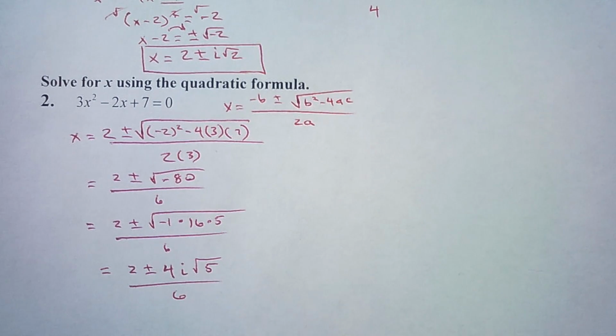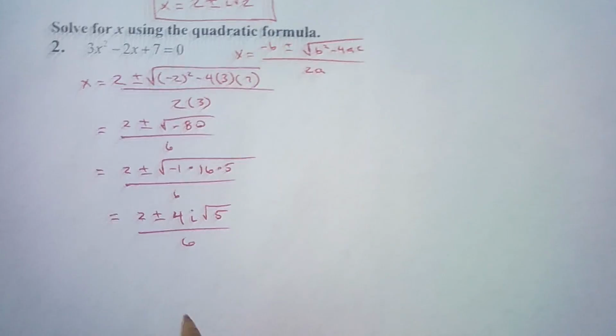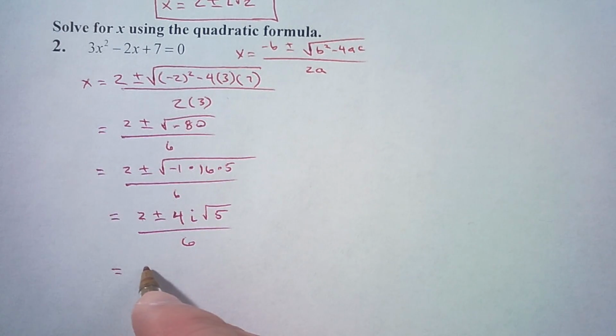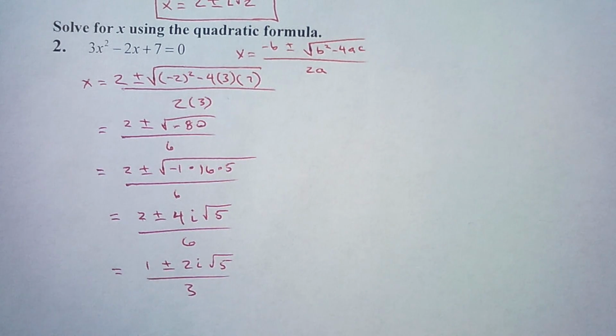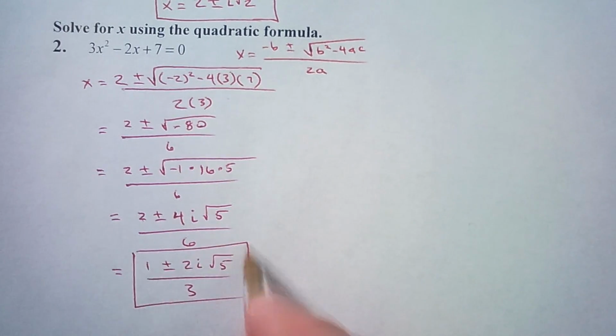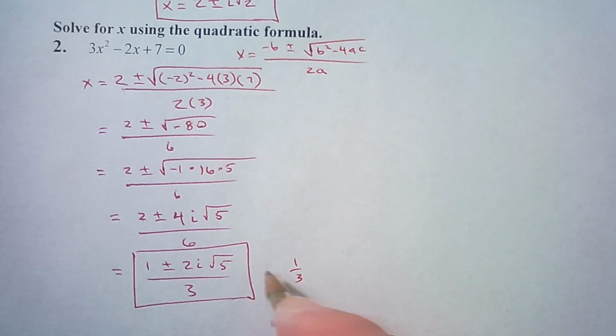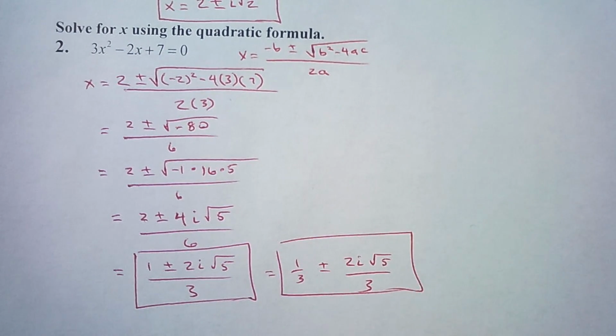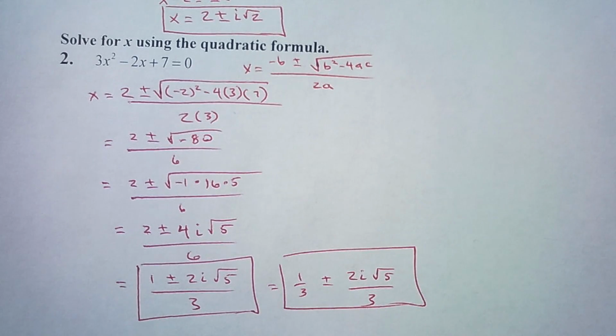And now I can do one more thing to simplify this, because a 2 can go into 2, 4, and 6. So I can factor a 2 out of all three terms here. So that's 1 plus or minus 2i times the square root of 5 over 3. That can also be written as 1/3 plus or minus 2i root 5 over 3. So either way is an acceptable final answer.